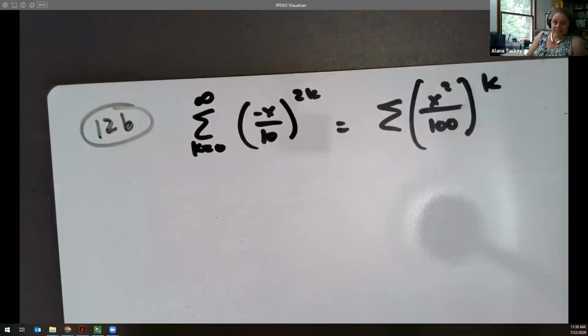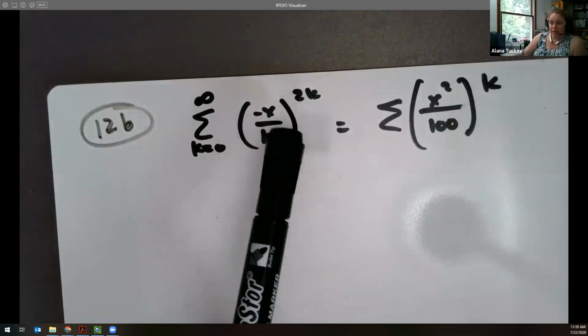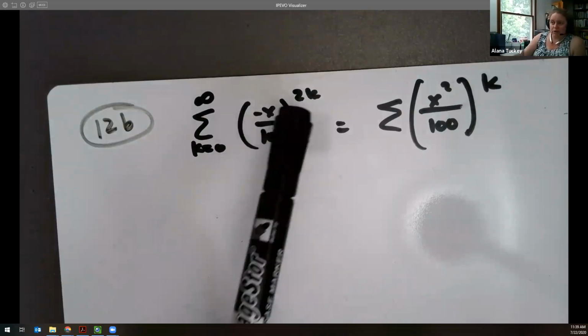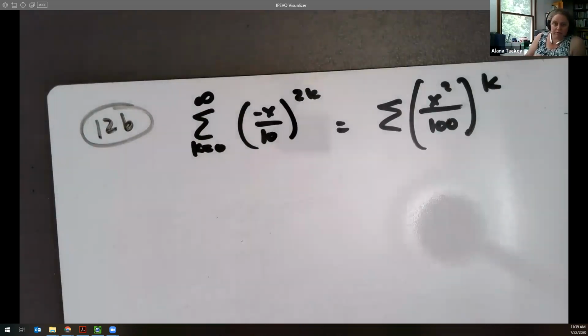Think about it for a second, right? Because 2k is always even. 2, 4, 6, 8, 10. So even if it was negative x, it would always be squared or to the 4th or to the 6th or to the 8th. So it's going to turn it positive. Because that's even, that'll turn that positive. And then I'm just squaring things. Negative x squared is x squared. 10 squared is 100. And then I leave the k power out there.